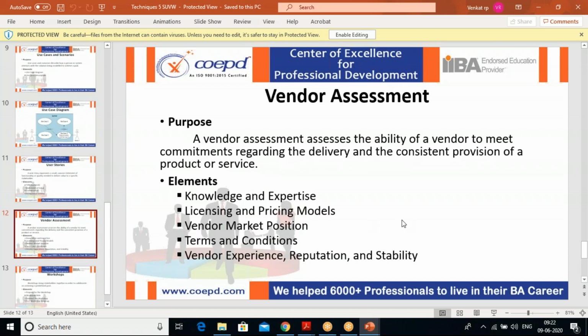For vendor assessment, we have one form: which area this vendor is for, what is the knowledge and expertise of the particular vendor, what are the licensing and pricing models, how the vendor is positioned in the market, what are the terms and conditions, what is the vendor experience, and what is the reputation and stability. All these parameters we will be seeing when considering that particular vendor.